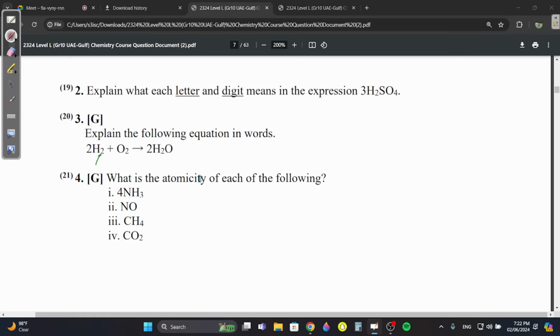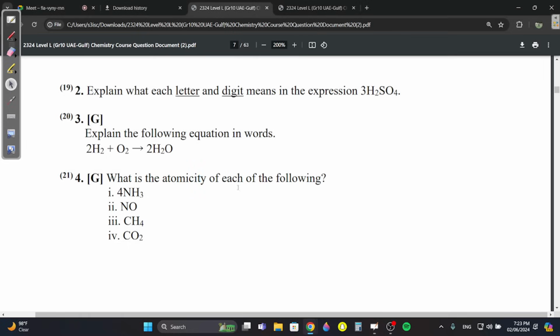Okay, if it has a subscript, that means it's a molecule. So in this case, it's a molecule. But if it was 2H, no subscript, that would be two atoms. That's how you distinguish it. And obviously, if it's more than one letter, then it's a molecule. But if it has a subscript, then it's a molecule. Please pay attention to that.